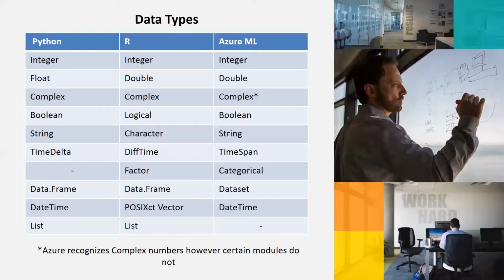Another section here is to notice that next to data frame and dataset. This is why your output for R and Python scripts has to be in the form of a data frame. Because when you put the data into a data frame, it will get implicitly converted into a dataset, which is the normal object that you use in Azure Machine Learning.